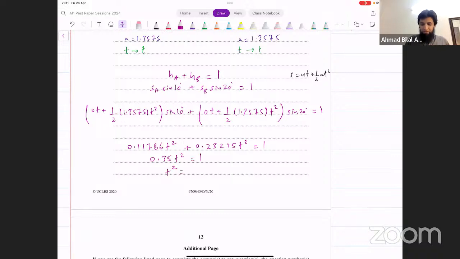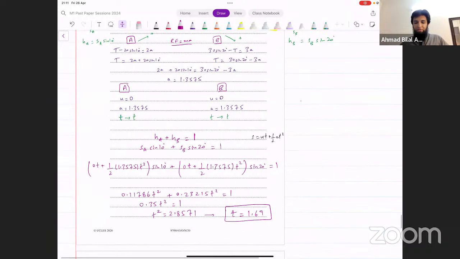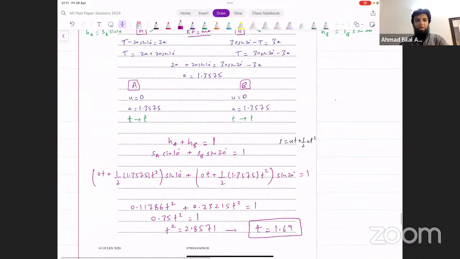And the value of t squared equals 1 divided by this, which is 2.8571. And the time taken that I'm getting from this is 1.69 seconds. This is the time when the difference between vertical heights of the particles becomes 1 meter. And that is what we were looking for here.